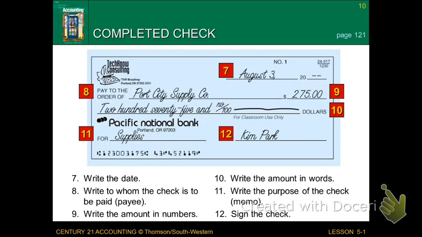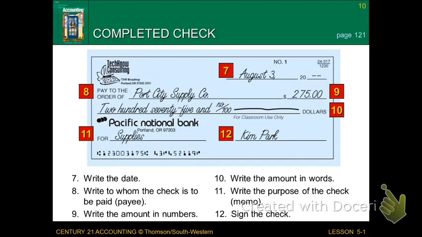And step 11 is to write the purpose of the check, kind of like a memo to yourself as to what was the reason of this check being written out in the first place. And this would indicate to me that we are paying Port City Supply Company back for supplies that we had bought maybe a while ago, or we just want to remember that we are buying supplies, or whatever the case may be. And the last step is to sign your name in cursive.